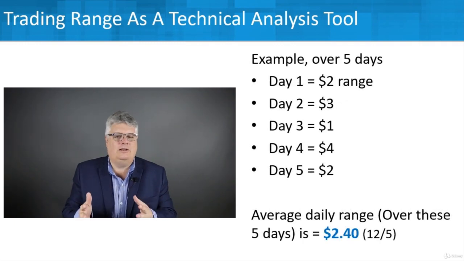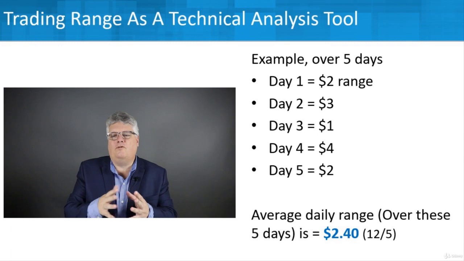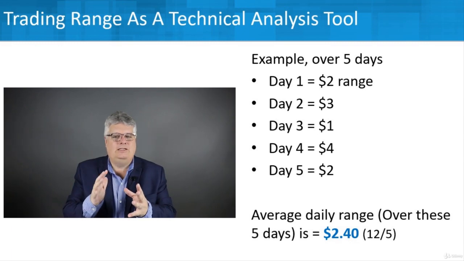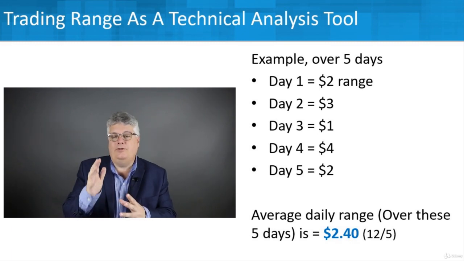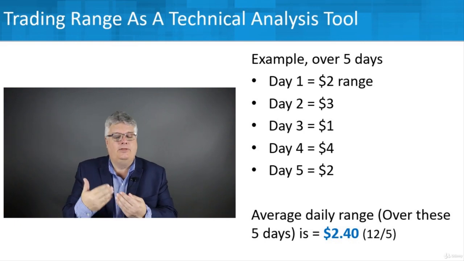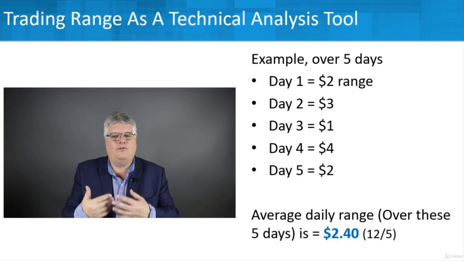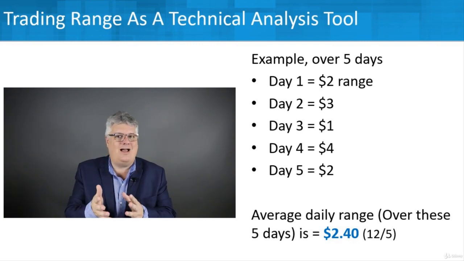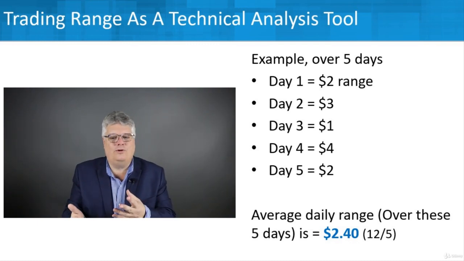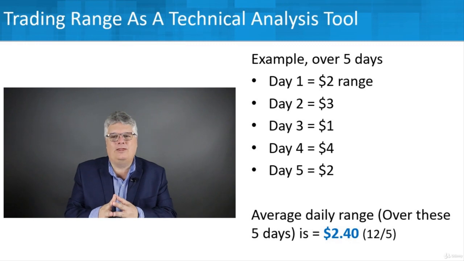So if we look at this example even closer, let's say over 5 days, you have these different price trading ranges. Now, these are not the actual prices. This is the range. Like the previous example showed us, we had a $2 range. Maybe day 2 was $3, and then $1 and $4 and $2. So over 5 days, you have total ranges of, in effect, $12, and you divide that by the 5 days, you get your average daily trading range of $2.40, right? Simple math at that point.